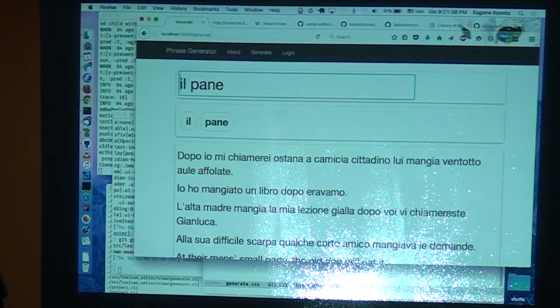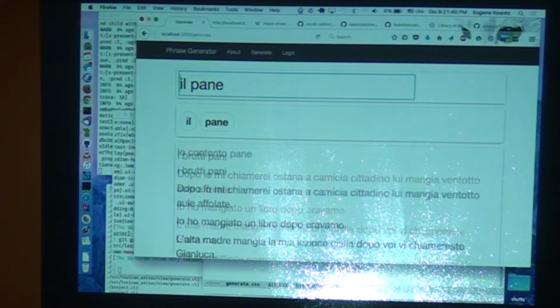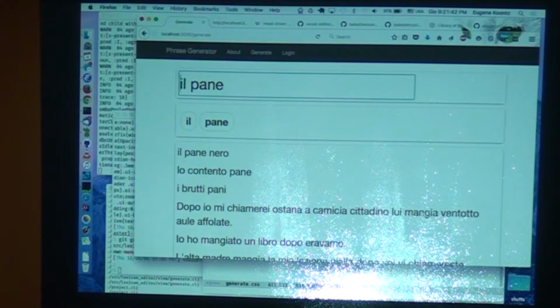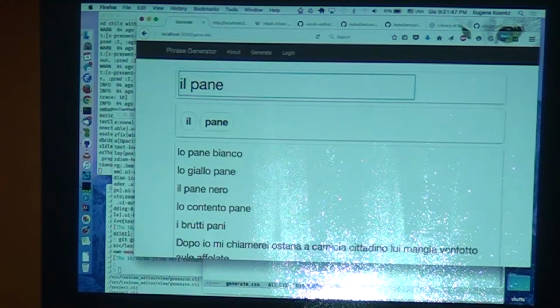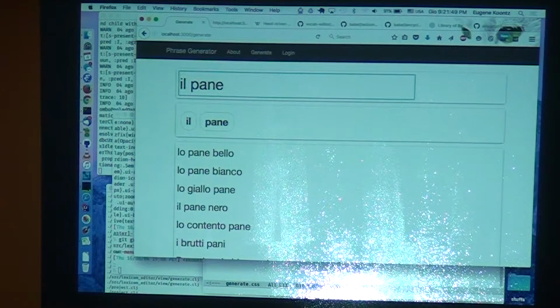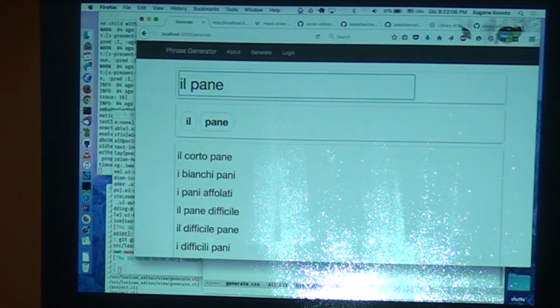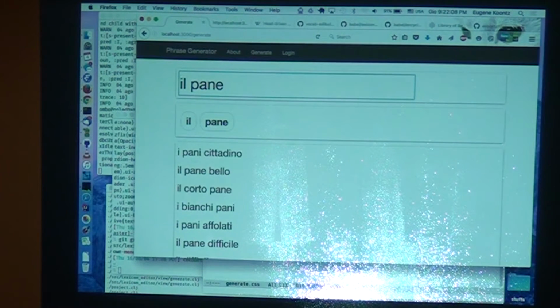The black bread, the yellow bread, the white bread, the beautiful bread, the happy bread, the difficult bread. So could bread be difficult? I don't know. We have to put that in our ontology, like only things that could be understood can be complex. So we have to put that in our encyclopedia.